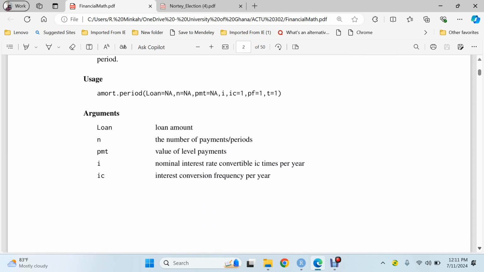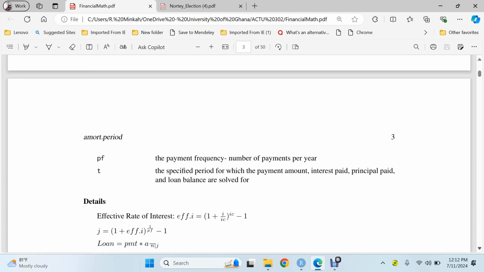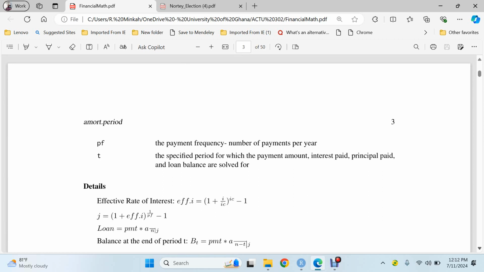Look at the arguments. This is the loan. N is the number of all payments. PMT is the value of the level payment. Nominal interest rate convertible IC times per year. IC is the interest conversion frequency period. So it's as if you have an idea what this is, and it gives you the formula for it.